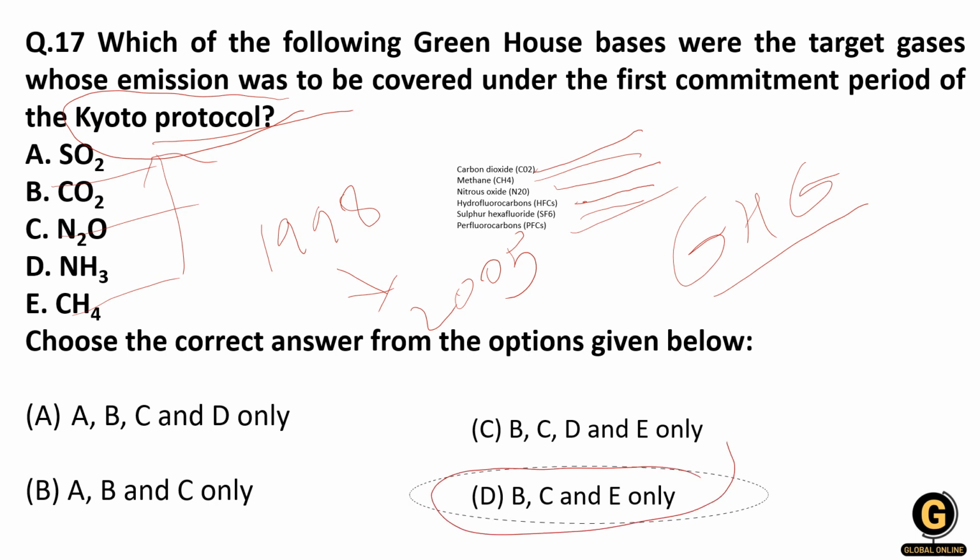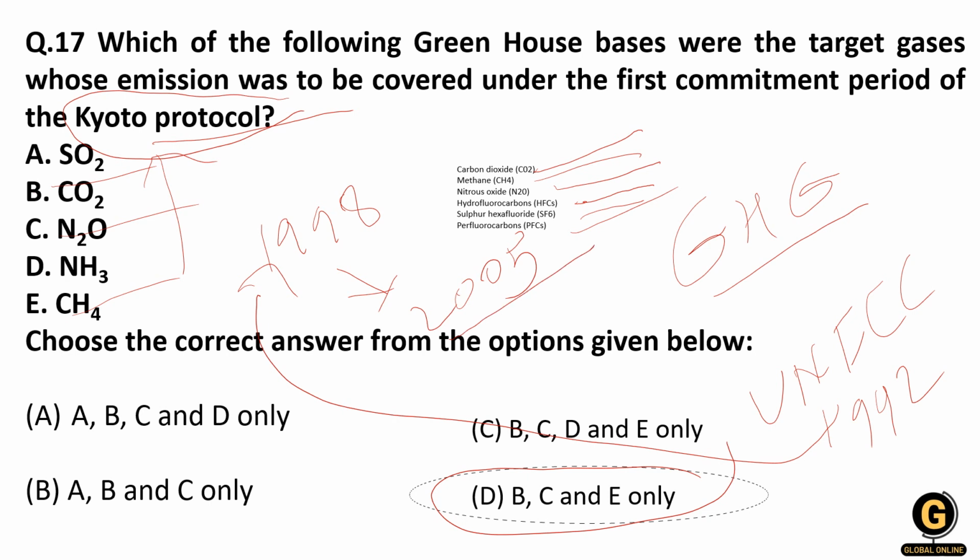Remember, the Kyoto Protocol is an extension of the UNFCCC, 1992. The goals were extended in 1998, and it was ratified, or came into effect, in 2005. So these are the important points you have to remember, these greenhouse gases. All right. Now moving to the next.